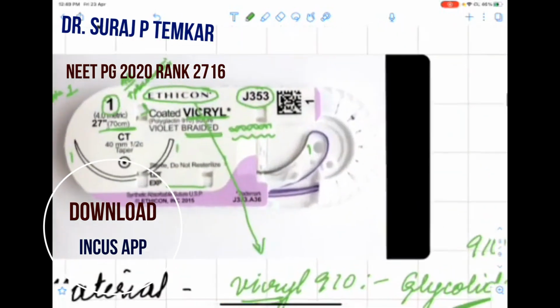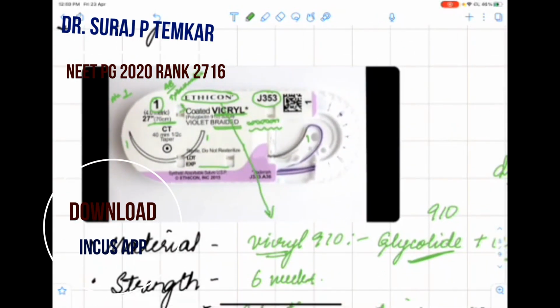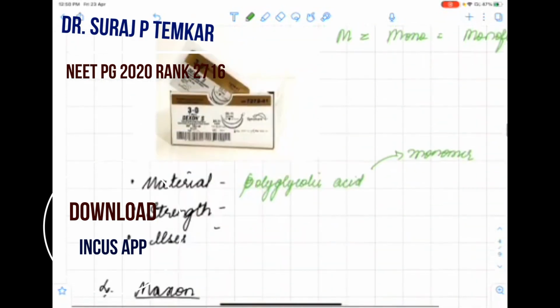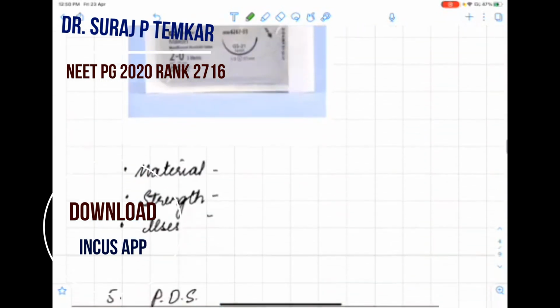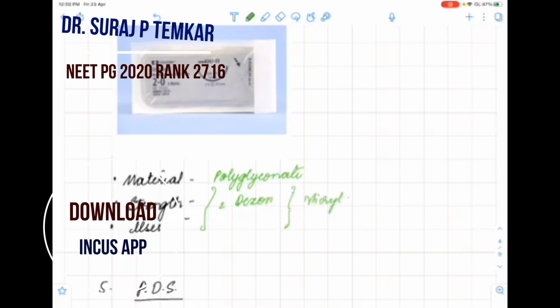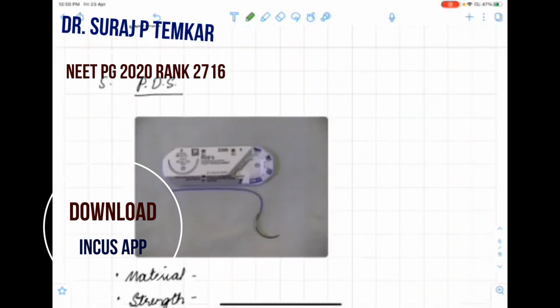So this is how Vicryl looks like. Usually purple. The material itself is also purple. Usually Vicryl is remembered as violet. As you can see, monocryl is amber colored. Dexon is brown. Maxon is white. Maxon is polyglyconate. The material is polyglyconate. Strength remains and uses remain similar to Dexon, and whose uses remain similar to Vicryl. So if you remember Vicryl, you can remember other absorbable suture materials.